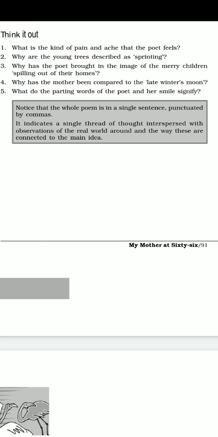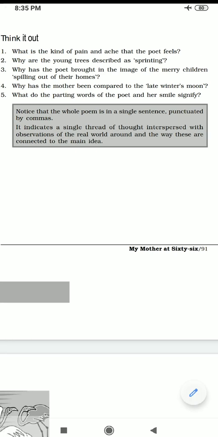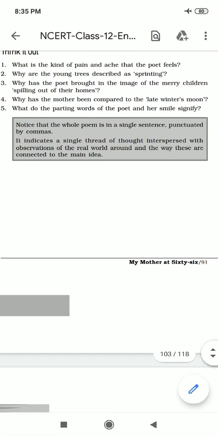Number 4. Why has the mother been compared to the late winter's moon? The beautiful use of simile. The mother at that age looked so dull, pale. There was no shine or brightness on her face. In the same way, during the last stage of winter, the moon loses its shine and brightness and appears very dull. So the mother's appearance is compared to the appearance of the moon during the last stage of winter. That's why the mother has been compared to the late winter's moon.